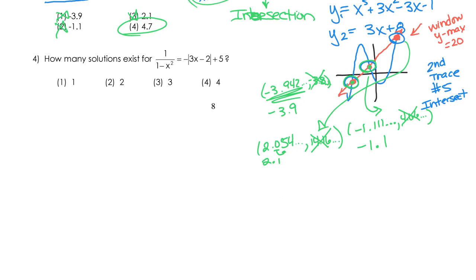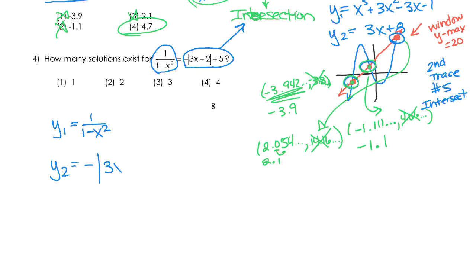Number 4, it says how many solutions exist? And right here, they write this question a little bit differently. So what we have to realize is that it's an equation equal to equation. And when that happens, they're talking about the intersection of them, okay? And so in y1, we're going to go ahead and put in 1 over 1 minus x squared. And in y2, we're going to put in negative absolute value of 3x minus 2 plus 5, okay?